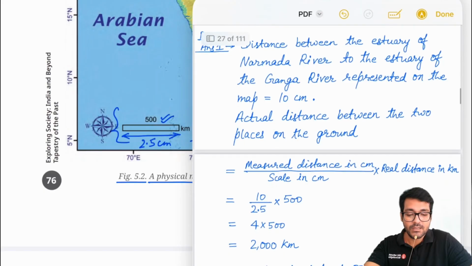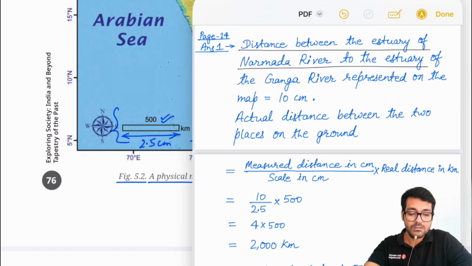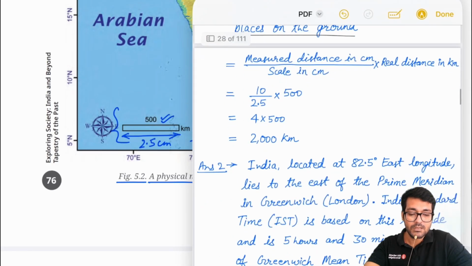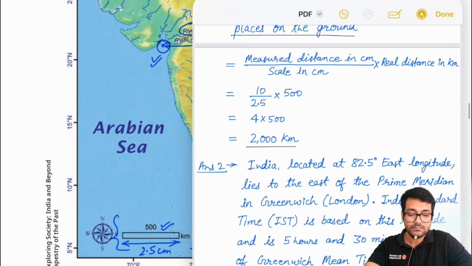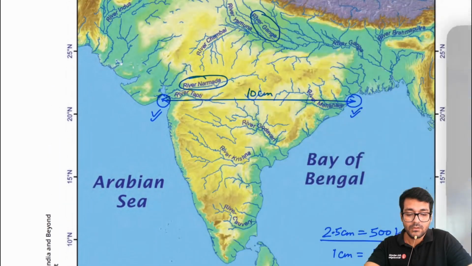You can write the answers like this. Distance between the estuary of Narmada river to the estuary of the Ganga river represented on the map is equal to 10 cm. Actual distance between the two places on the ground is equal to measured distance in centimeter upon scale in centimeter into real distance in kilometer. That is 10 upon 2.5 into 500 is equal to 4 into 500 is equal to 2000 kilometers. Let's move to chapter 1.